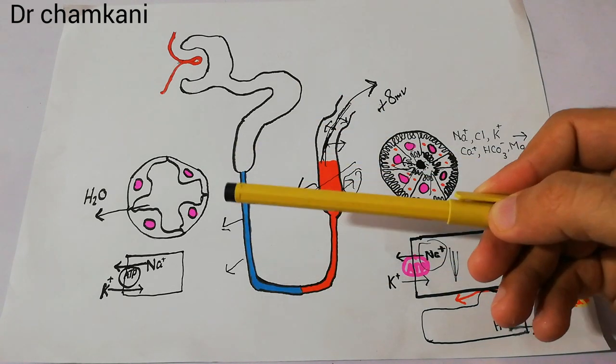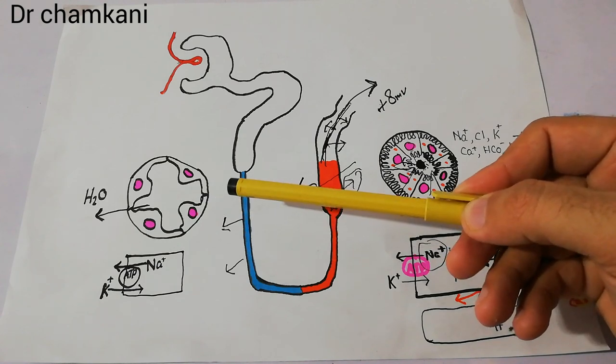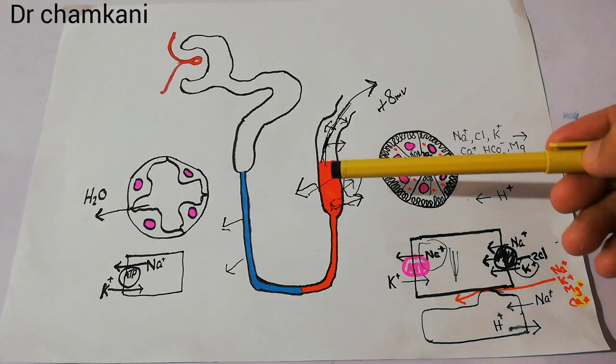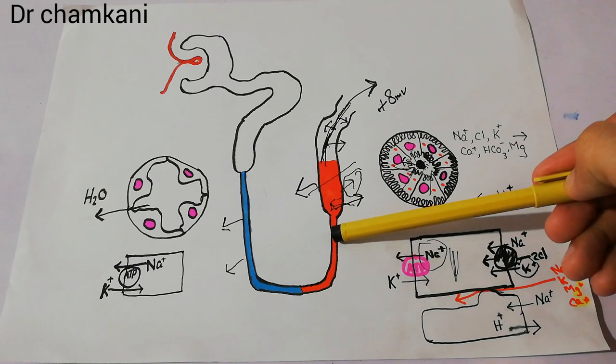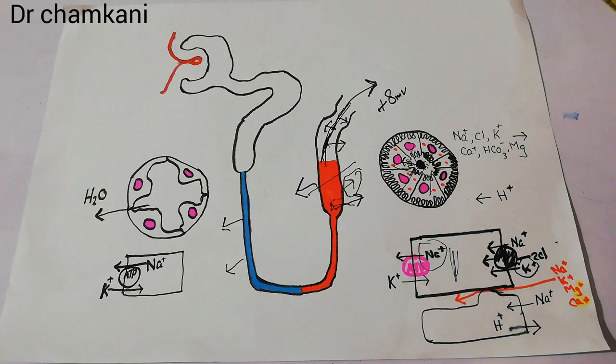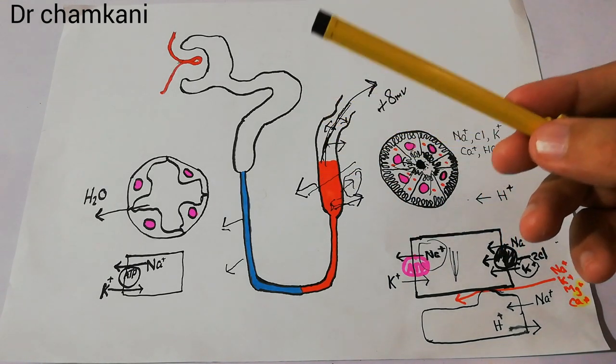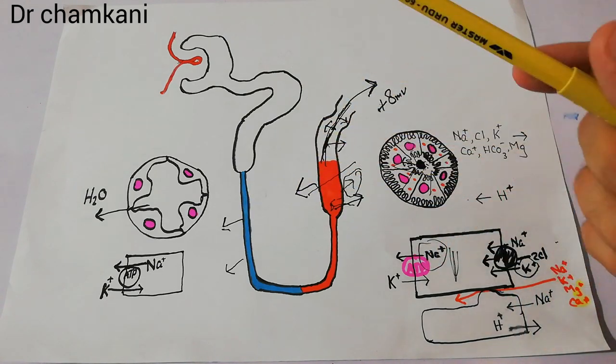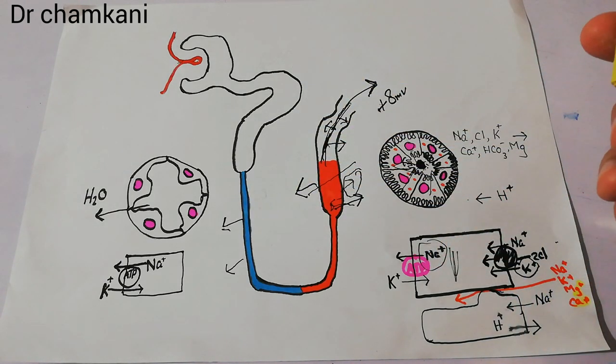The descending part is a thin segment. This is the thin descending segment, while the ascending part has a thin ascending segment and a thick ascending segment. This division of the loop of Henle into thin and thick segments is due to structural and functional differences.